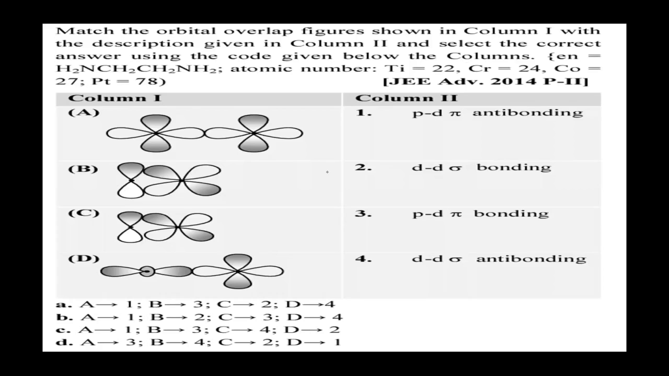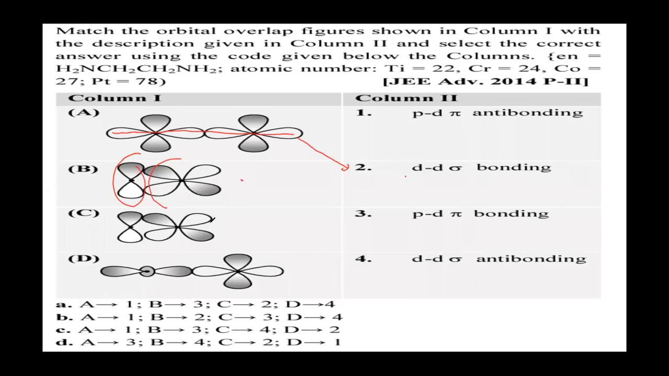I am just connecting it here. Here both are d orbitals and head-on overlap, so it should be dd sigma bonding. So the A answer should be 2. Now we will change the options, some problem in the options I think. This is a p orbital, this is a d orbital. Sideways overlapping is taking place, so pd pi bonding. Understood? So pd pi bonding.